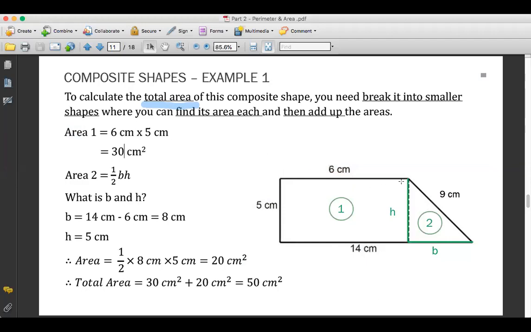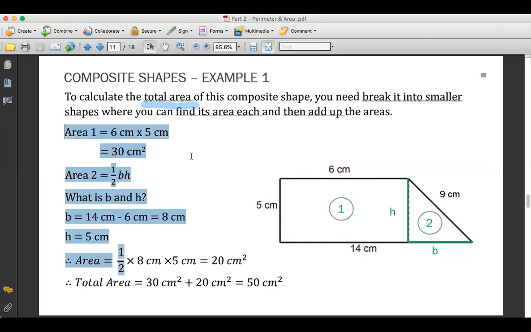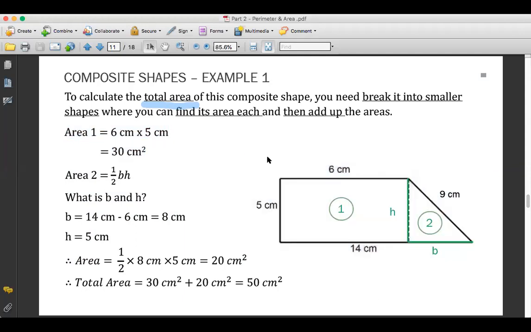And this area is length or width times height, which is 5 times 6. So straight away you found the area of your rectangle. Very easy because this is the first shape. The second shape is your triangle, and your triangle is a very simple formula. So half times base times height.